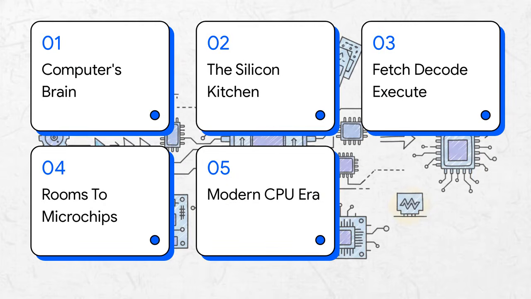Here's our roadmap for today. First, we'll meet your computer's brain. Second, we're stepping inside the silicon kitchen. Third, we'll break down the fetch, decode, execute cycle. Fourth, we'll trace the journey from room-sized machines to microchips. And finally, we'll look at the modern CPU era.